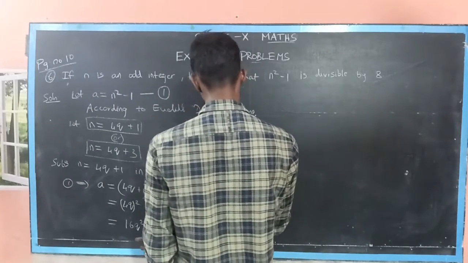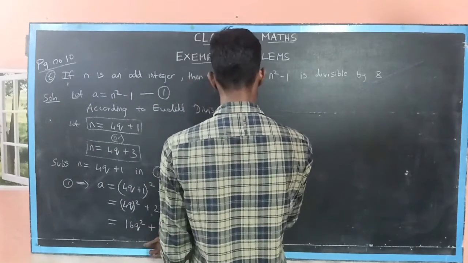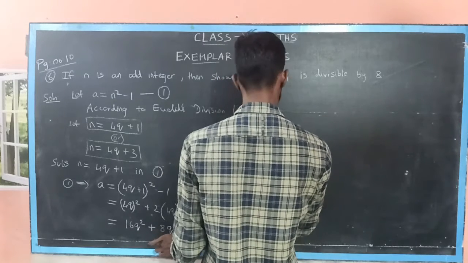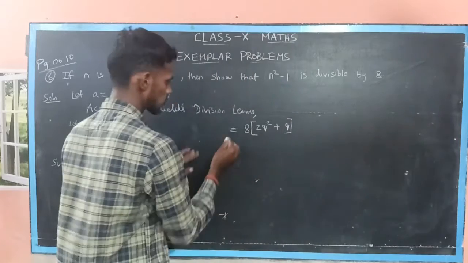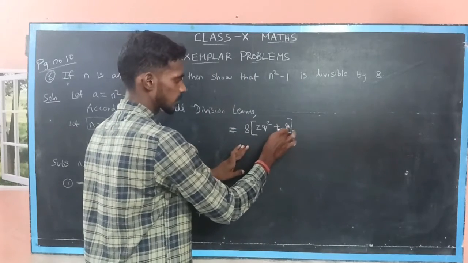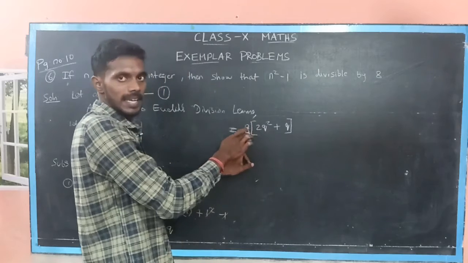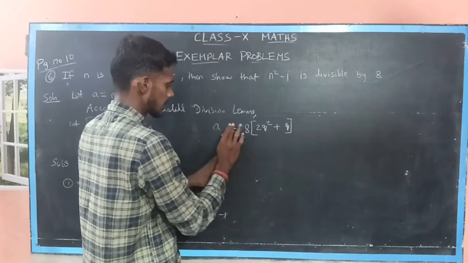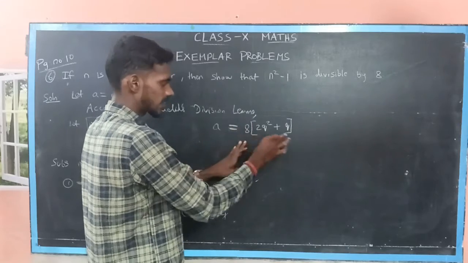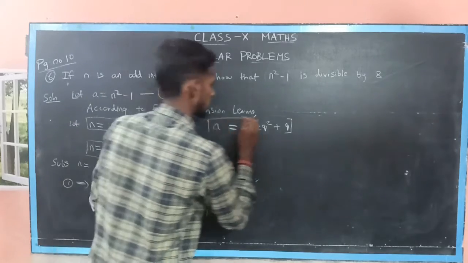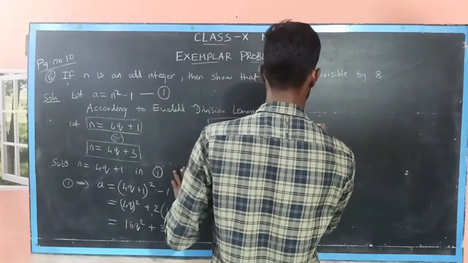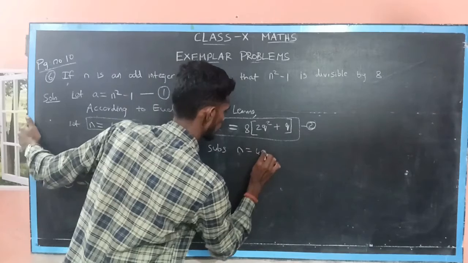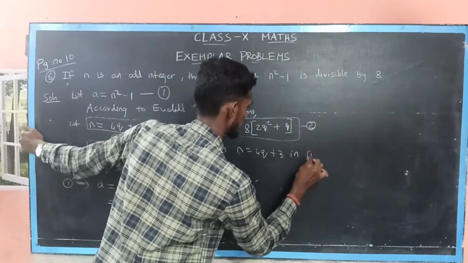I am taking 8 as common from these two terms. I will get 8 into 2q square plus q. Okay. So I am getting 8 into 2q square plus q. So it is divisible by 8, that is it is a factor of 8. Now I can say that the number a is a factor of 8. Okay. Name this as number 2. Okay. Then I am substituting n is equal to 4q plus 3 in equation number 1.